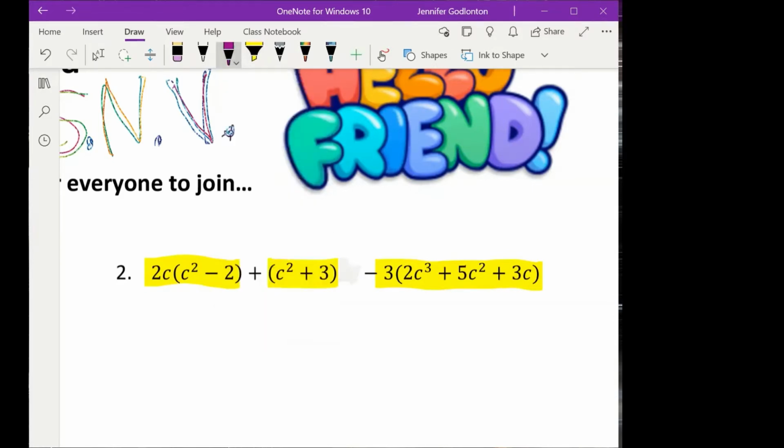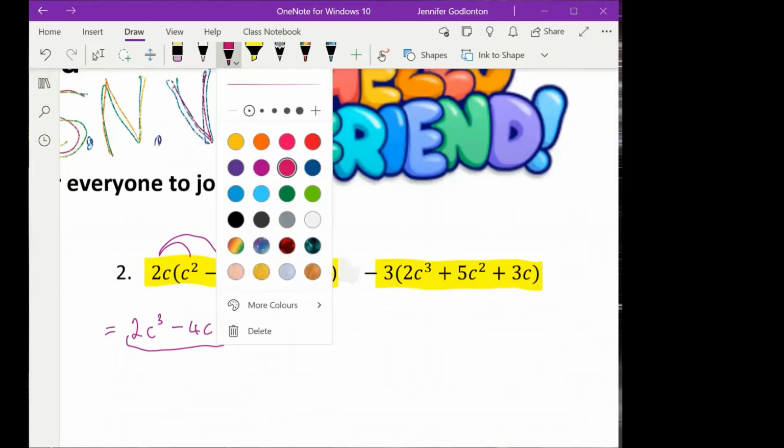Now we're going to simplify each term. So our first term, we're going to do distribution with just that first one. So 2c times c squared is going to give us 2c cubed. 2c times -2 is going to give us -4c. Who got just this part right so far? So just up to what I've written so far. You can either use an emoji or let me know in the chat who got that first bit right. Oh, nice. Very nice. Well done, guys.